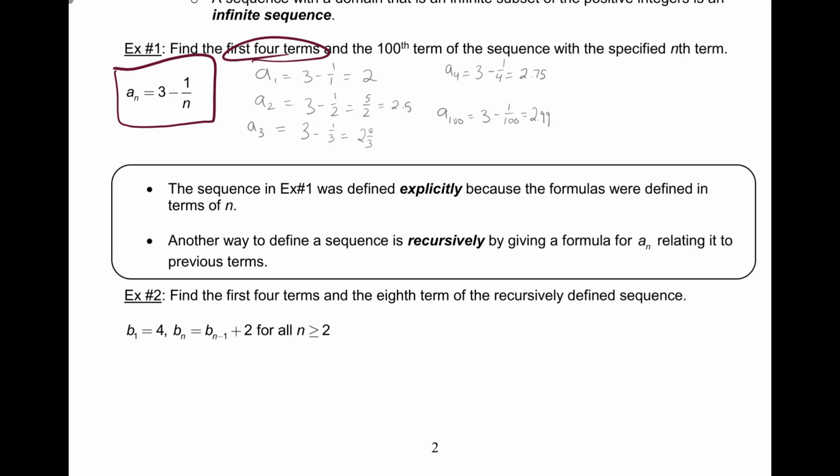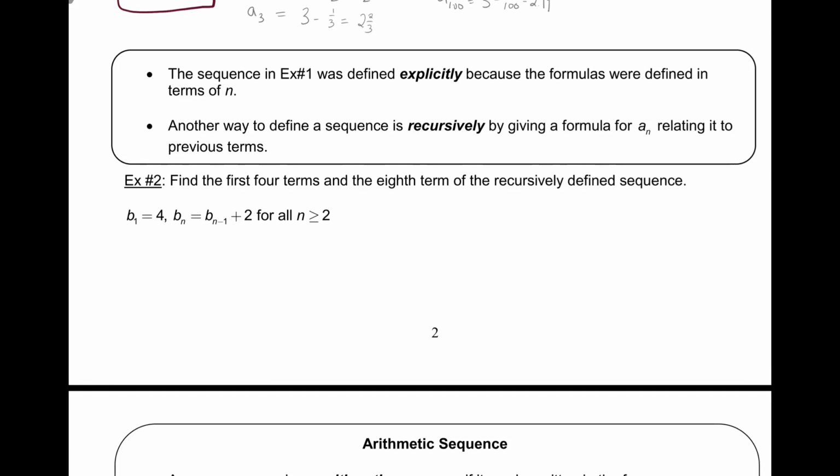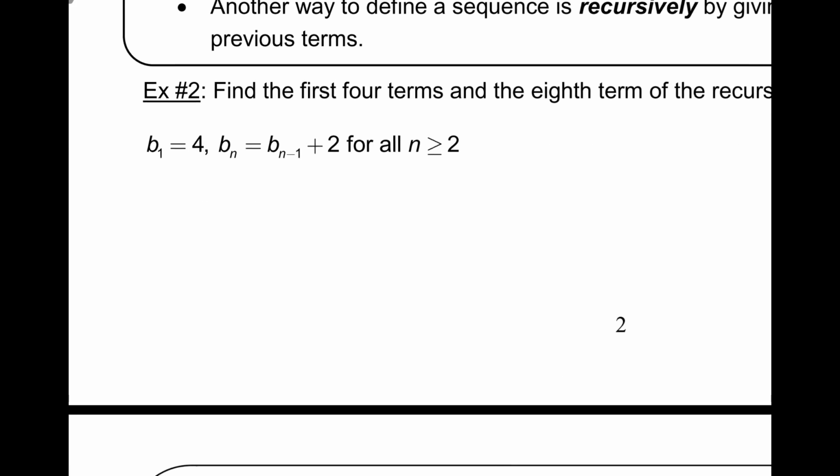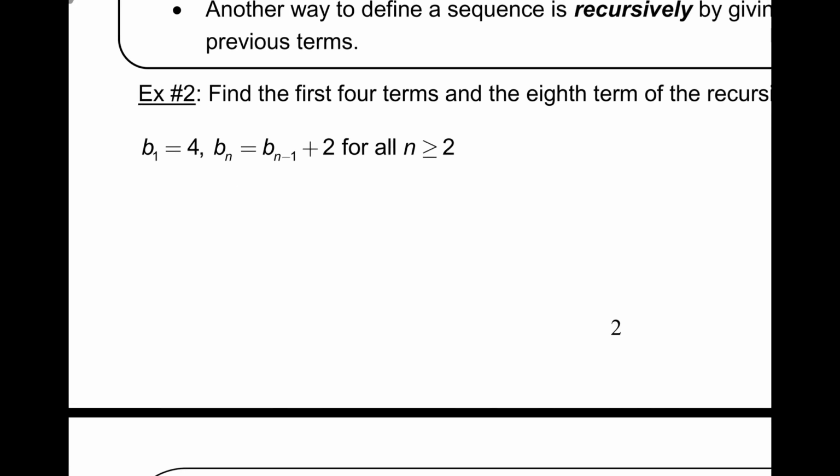Find the first 4 terms and the 8th term of the recursively defined sequence. So we'd have to define 8 terms. Well, unless we see a pattern. Trick play, patterns. Flex. I need another word for trick play because now my students know it. Alright, so b1 equals 4. b of n equals b of n minus 1 plus 2. So I can start with b of 2.